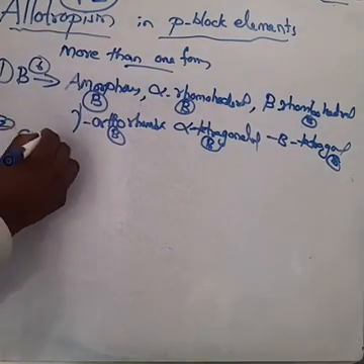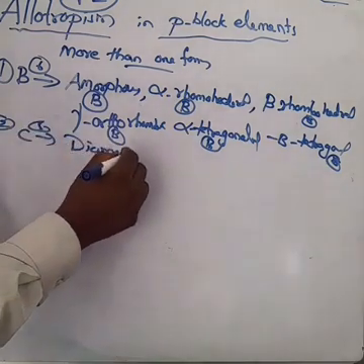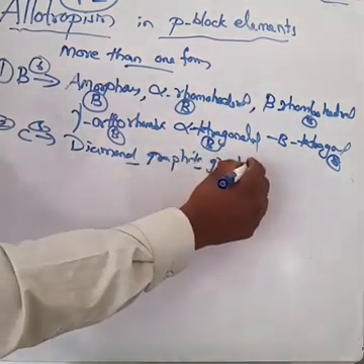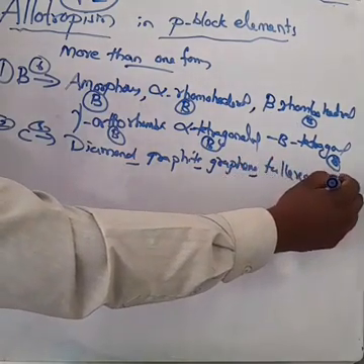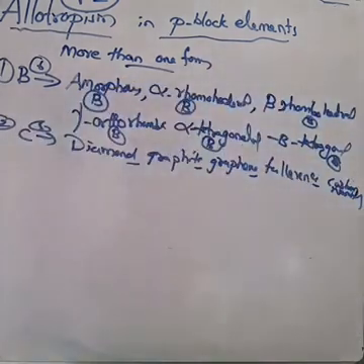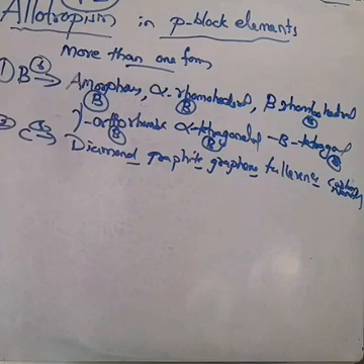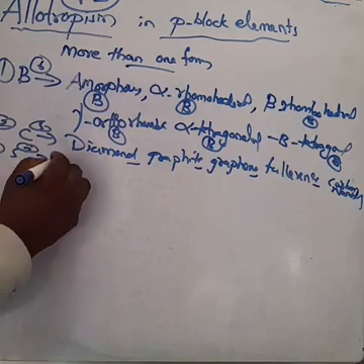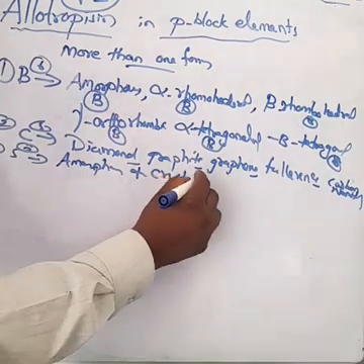Next about the carbon. Carbon exists in 5 allotropies: diamond, graphite, graphene, fullerenes, carbon nanotubes. This is one of the book back questions. Try to learn. Next about the silicon. Silicon exists in 2 allotropies: amorphous silicon and crystalline silicon.